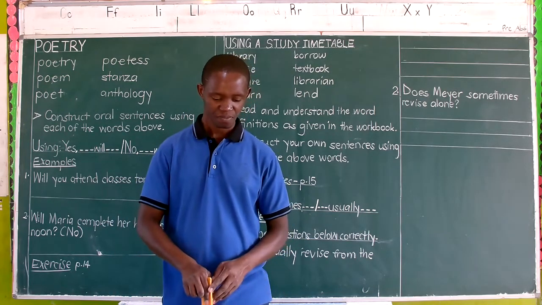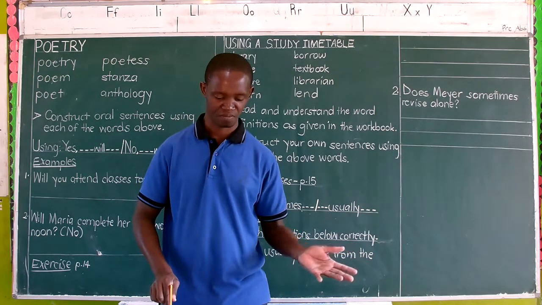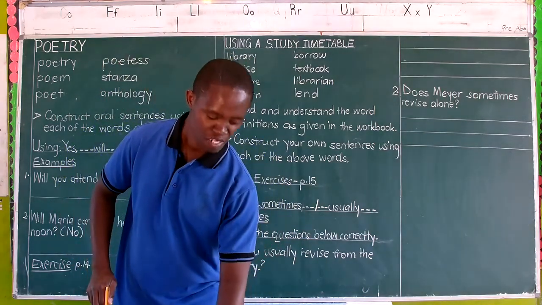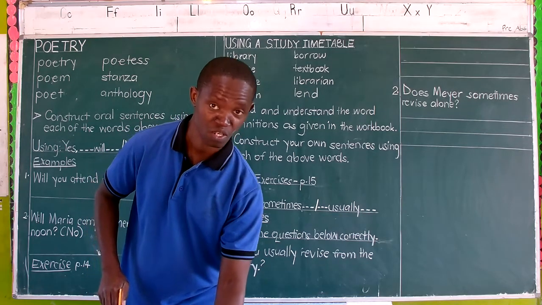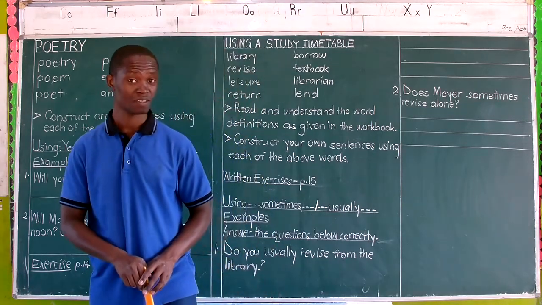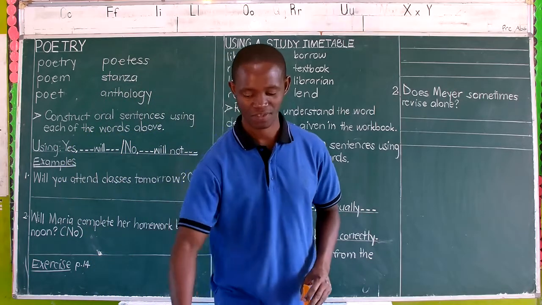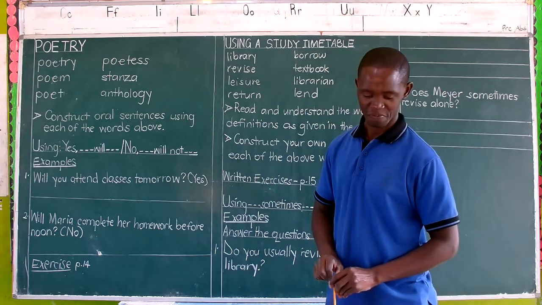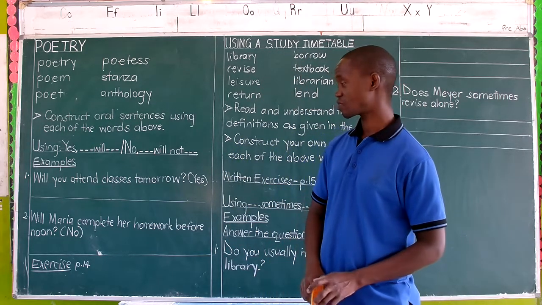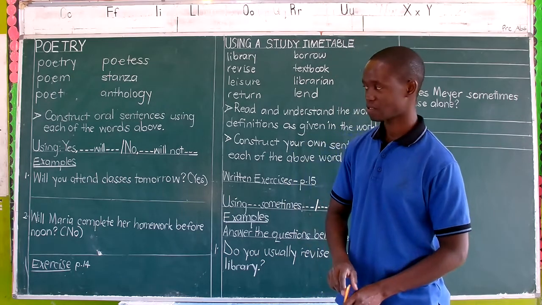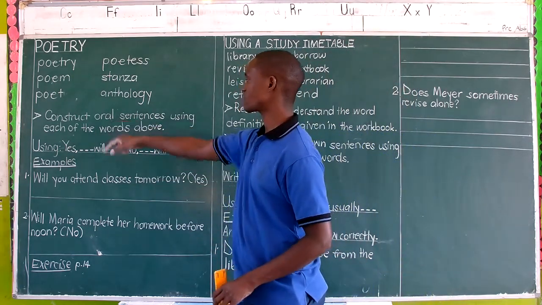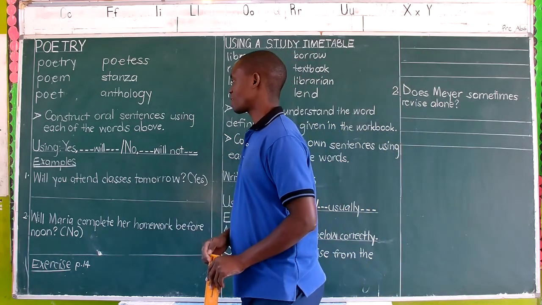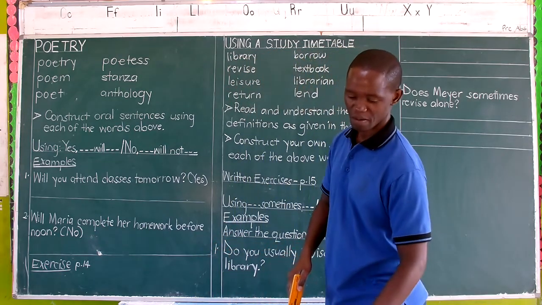Then poet, that's a writer of poems. Normally this one is a male one. Then poetess, a female writer of poems. Finally, anthology, which means a collection of poems in one book. Have you ever seen a book of poems? Yes, that is an anthology. A collection of poems in one book, that is an anthology. So, looking at those words, after mastering the definitions as given by the teacher, you'll be able to construct oral sentences using your mouth, not your pen. Oral sentences using each of the words shown above.